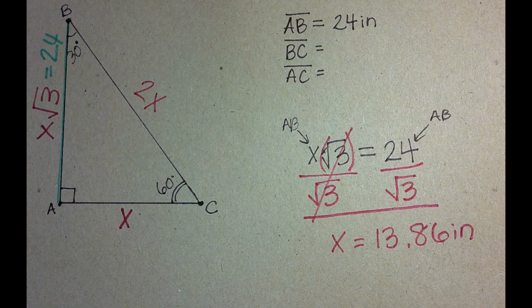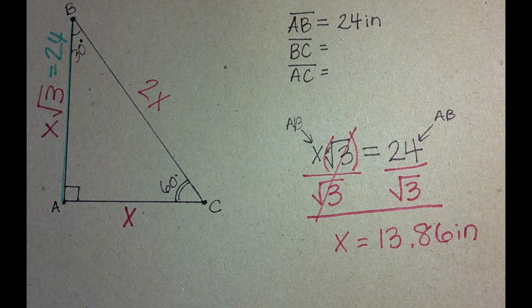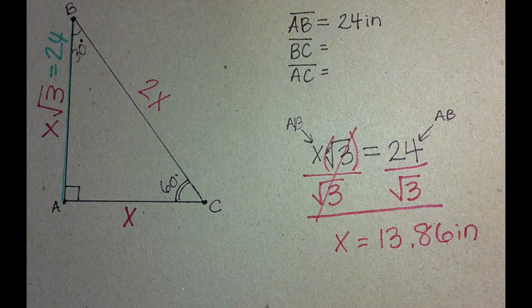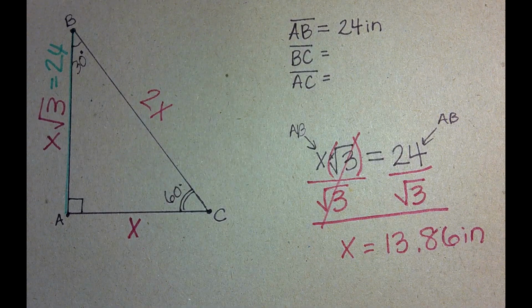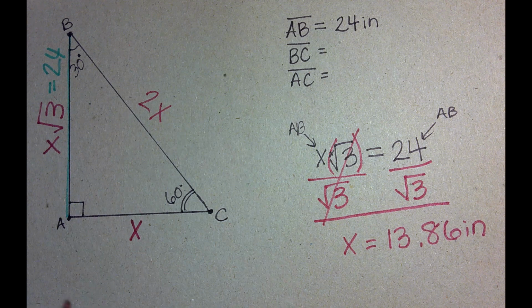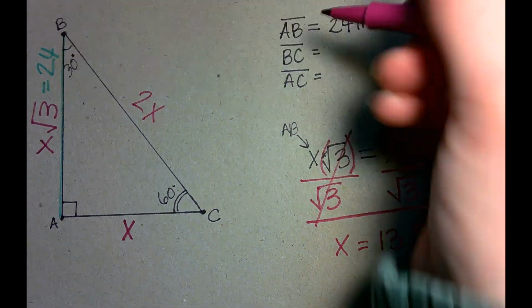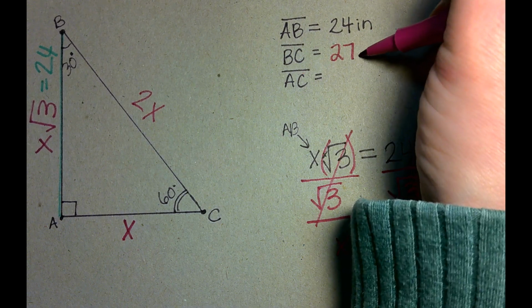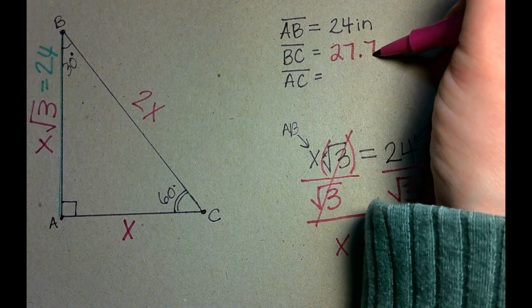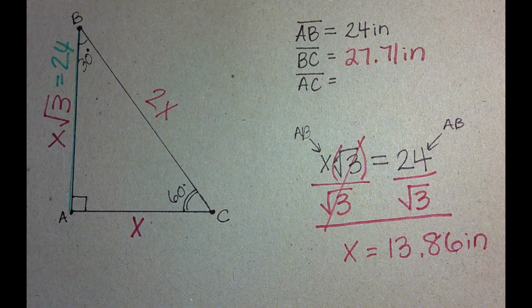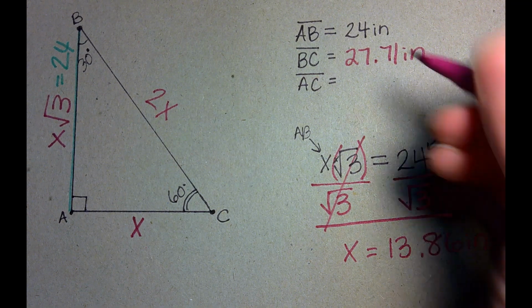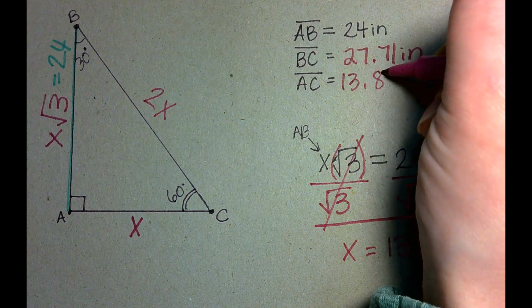Can we find the rest of our sides? Yeah. Okay. Tell me about that. 13.86 times 2. Which side length will that give us? BC, because that's 2x. So we take that times 2. 27.71 inches. And what about AC? It's x, so it's 13.86.